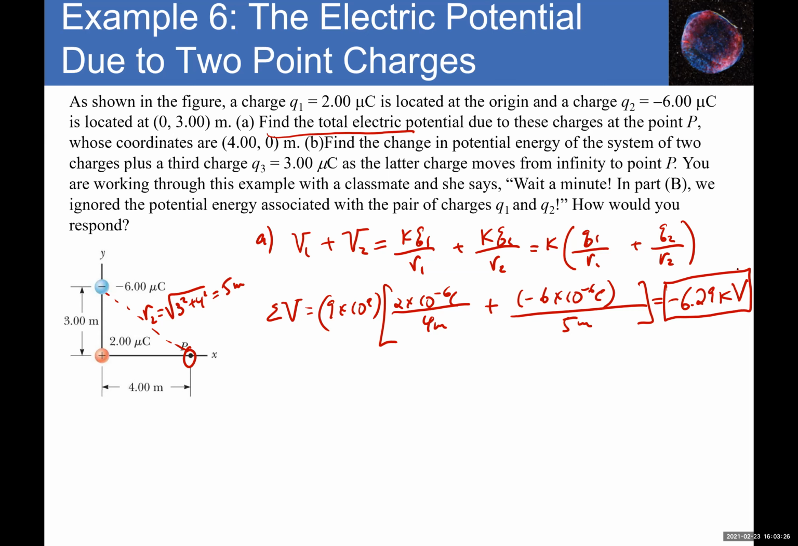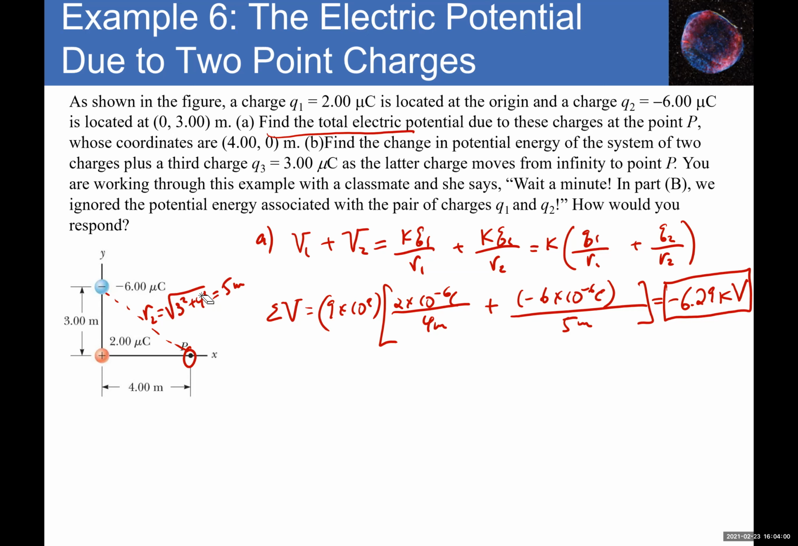Part B, it says, you can see, right, how easy it is. Just comparing to the net electric field. Net electric field, I had to break it down into components. This actually would have been in that direction and so on and so forth, right? But in terms of potential, just find the value, just add them algebraically. Part B, it says, find the change in potential energy of the system of 2 charges plus a third charge Q3, which is 3 microcoulomb, as the latter charge moves from infinity to that point P.